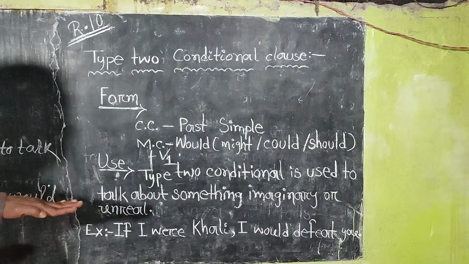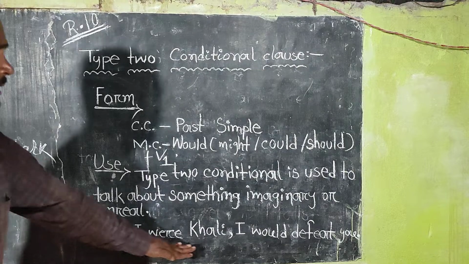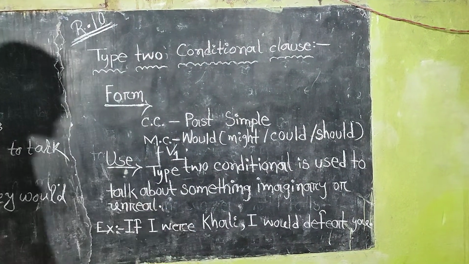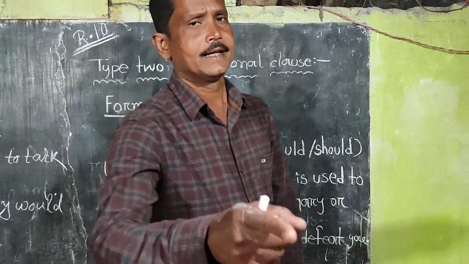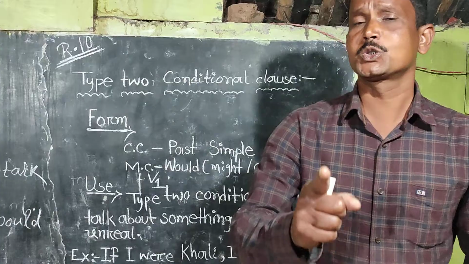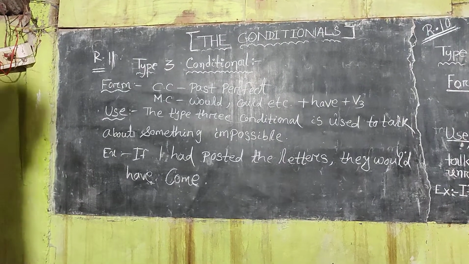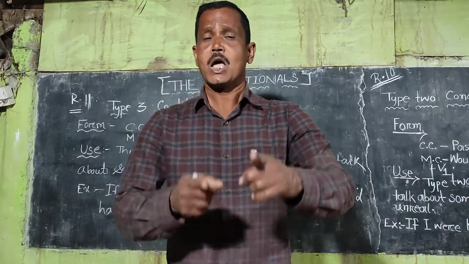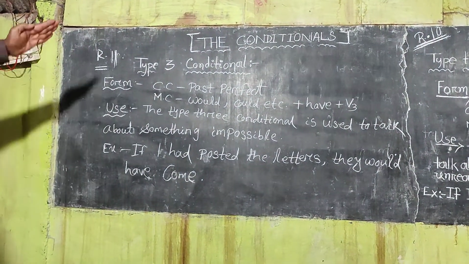An example is: if I were Kali, great Kali, I would defeat you. The conditional clause takes the past simple tense form, and the main clause takes would plus V1. And this is the type 2 conditional. Number 11, type 3 conditional. The conditional clause takes the past perfect tense form, and the main clause takes would, could plus have plus V3. This is the form of type 3 conditional.